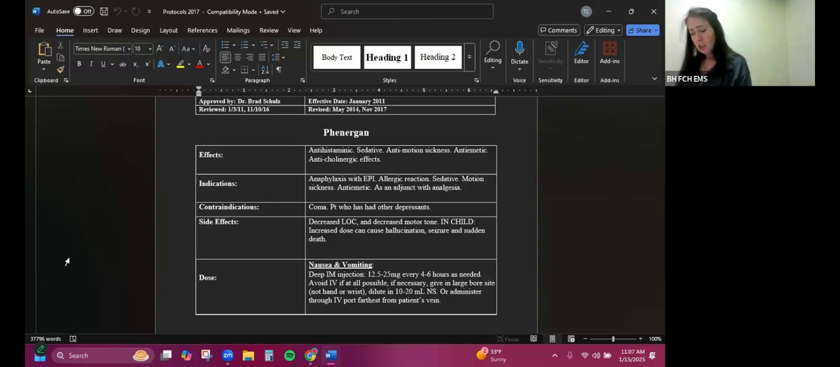A piggyback solution of 10 units in 100 milliliters normal saline into the main IV line, run at 125 milliliters an hour, 20 milliunits a minute. Infusion rate may be adjusted to control the uterine contractions, up to 180 milliliters an hour, or 30 milliunits a minute.